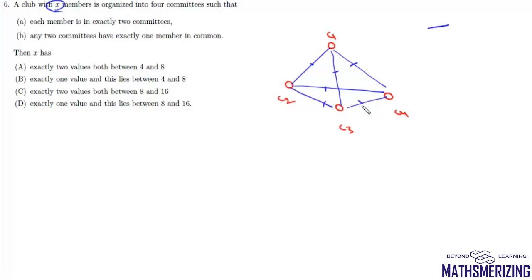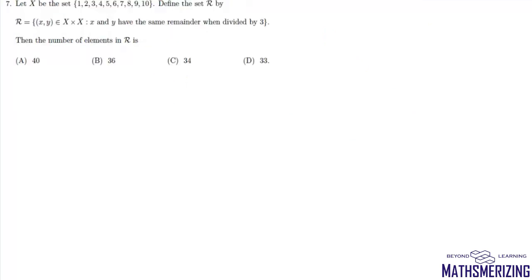So the answer to this question is: x has exactly one value and this lies between 4 and 8, and that's your option number B. Now question number 7 is: let X be the set {1, 2, 3, 4, 5, 6, 7, 8, 9, 10} and define a set R of pairs (x, y) such that x and y have the same remainder when divided by 3. So one of the possibilities is when both the numbers are the same. So it is (1, 1) or (2, 2) or (10, 10).